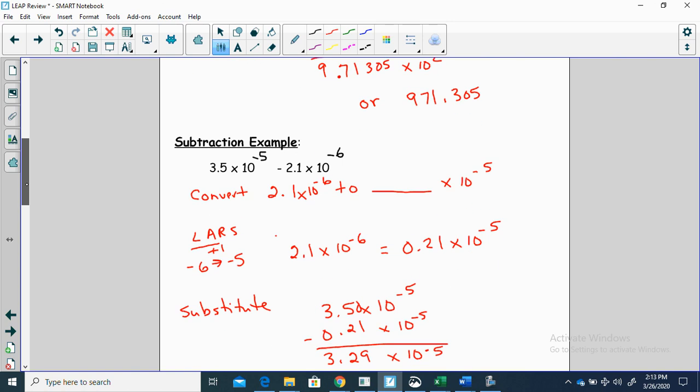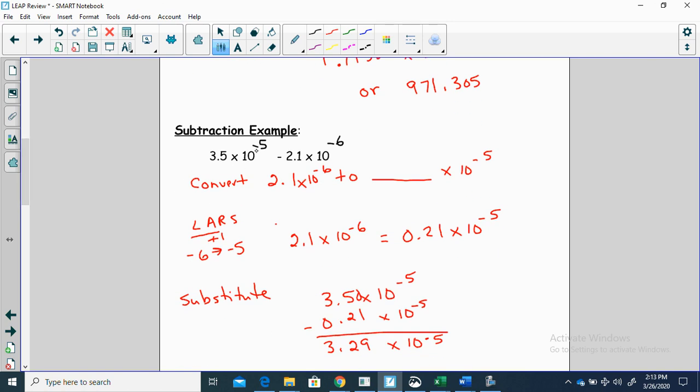What if you subtract? Same thing occurs. If you subtract, you have to have the same exponents. So if I'm subtracting, I need to convert one of these. In this case, I'm going to convert 2.1 times 10 to the negative 6 to something times 10 to the negative 5th. Well, going on the exponents from negative 6 to negative 5, I've added 1. LARS says if you add, you go left 1 spot. So I need to move left 1 spot. That would be 0.21 times 10 to the negative 5th.